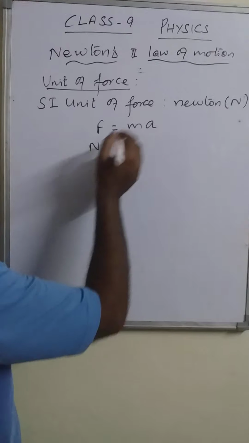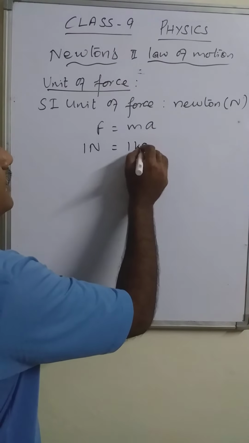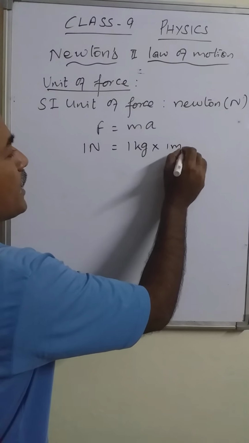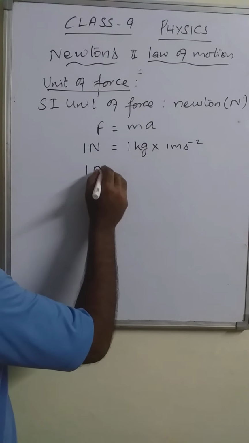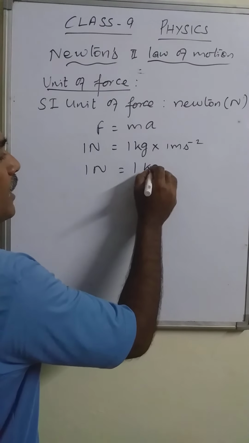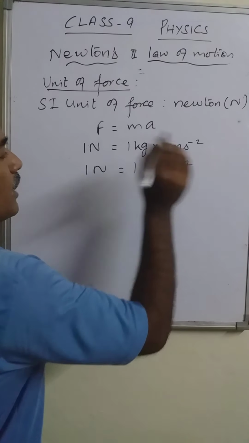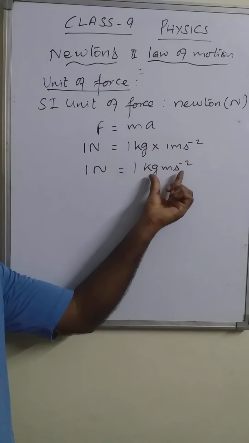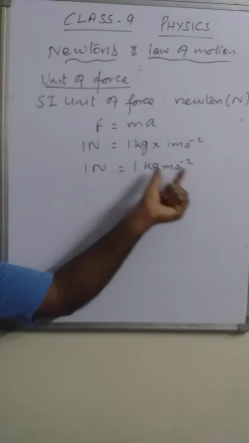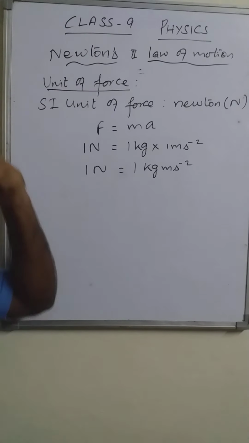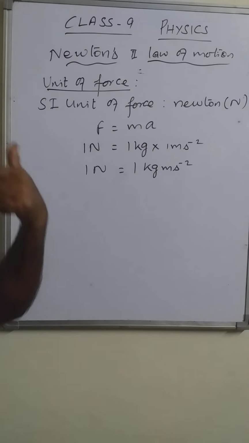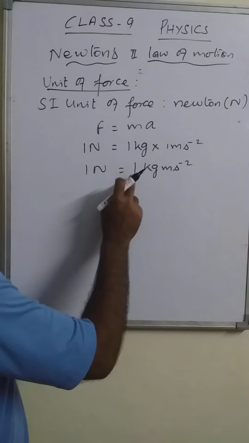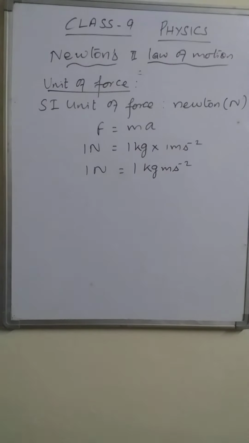If we write the force is 1 Newton, it is equal to 1 kg into 1 meter per second square. So 1 Newton can also be written as 1 kg meter per second square. So the kg meter per second square is also the unit of force. But for the force, a separate unit is given in the name of the scientist. So 1 Newton equal to 1 kg into 1 meter per second square.